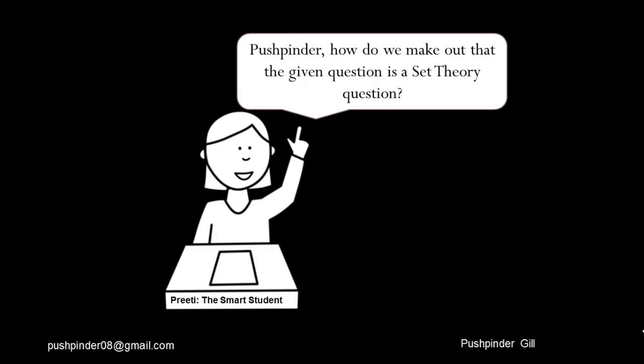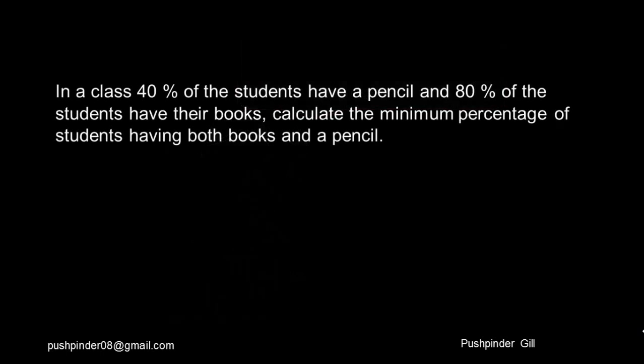Now here's the smart student. She's asking me, how do we make out that the given question is a set theory question? Well, let me answer this question. This is a typical set theory question. In a class, 40% of the students have a pencil and 80% of the students have their books. Calculate the minimum percentage of students having both books and pencil.